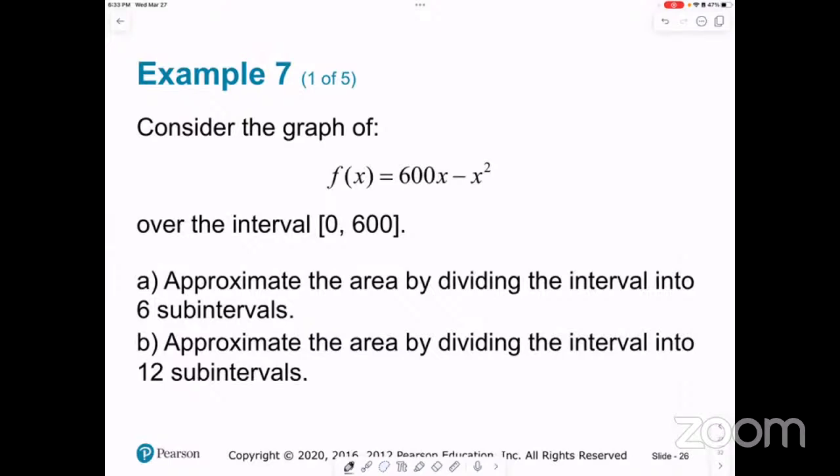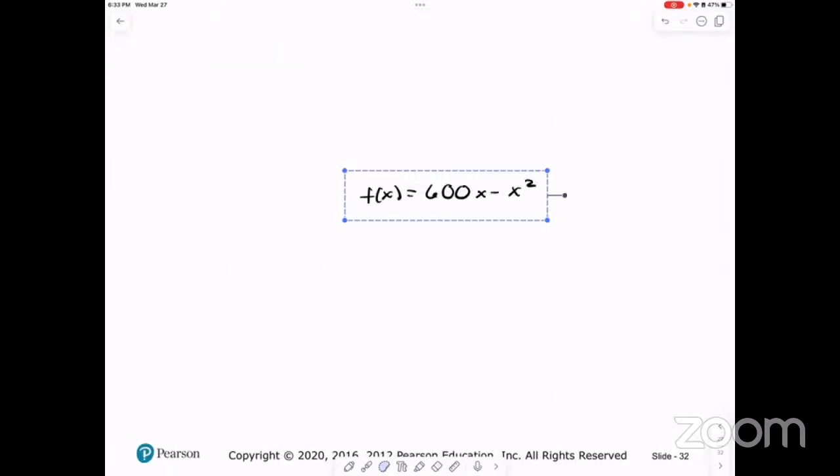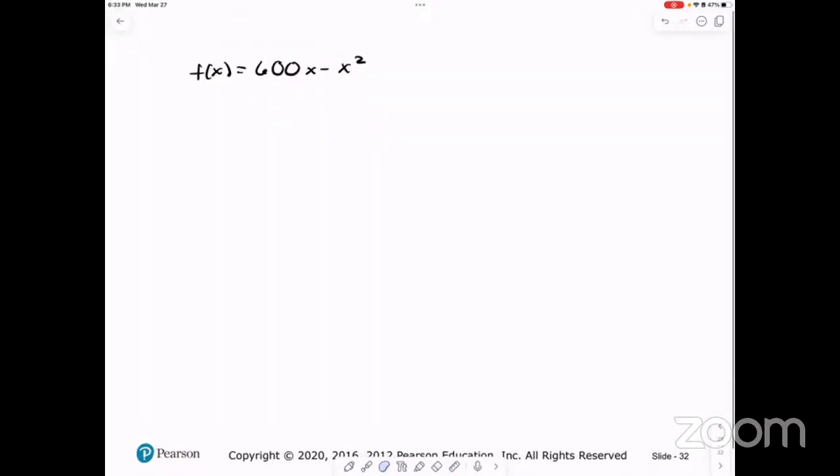Working with f of x equals 600x minus x squared, from 0 to 600. First, we want 6 subintervals. Okay. So if they want 6 subintervals, we want to take the distance from 0 to 600 and just divide it by 6, right? So we're going to say 600 minus 0 divided by 6.